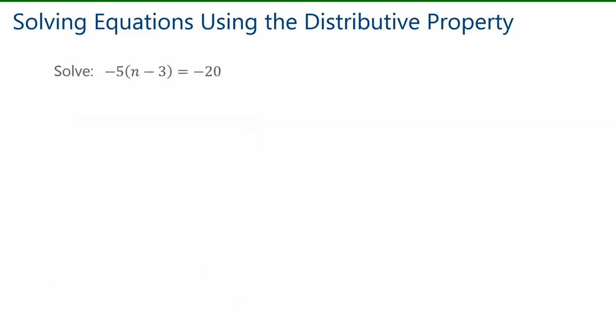The next example. Solve negative 5 times (n subtract 3) equals negative 20. Once again, we want to use the distributive property to get rid of the brackets. So negative 5 times n is negative 5n, and negative 5 times negative 3 is positive 15, and that all equals negative 20. We want to get rid of the positive 15, or add 15, first.